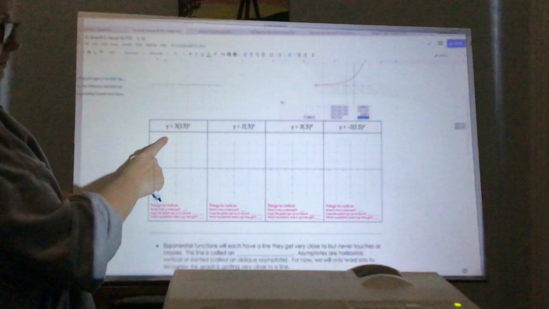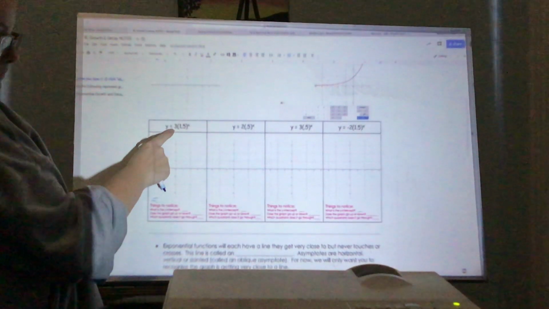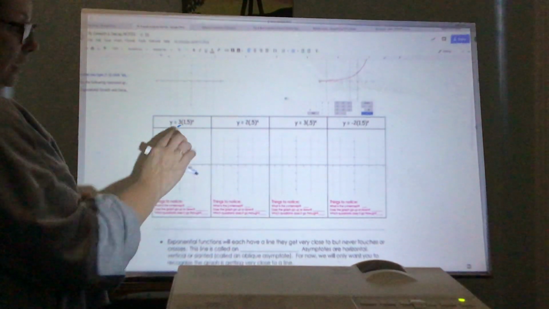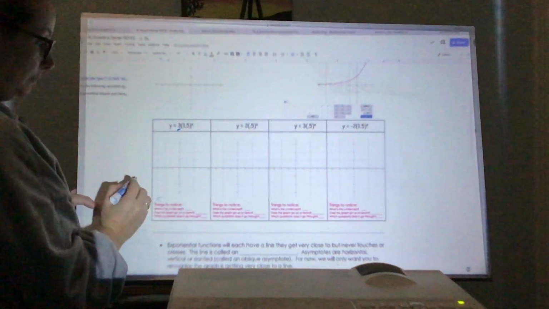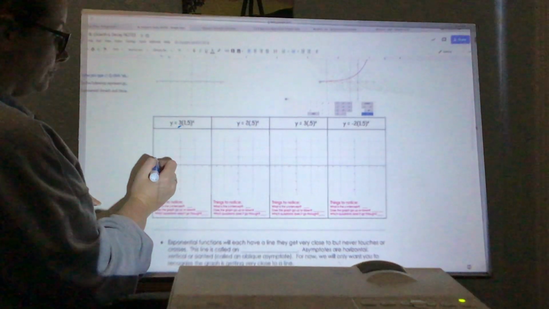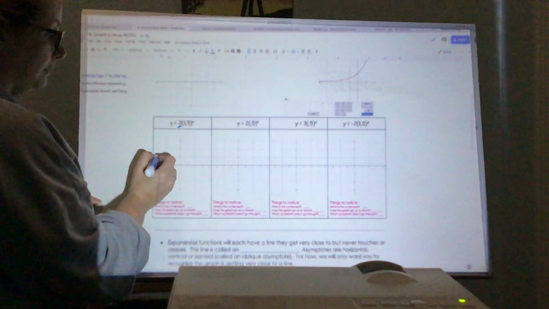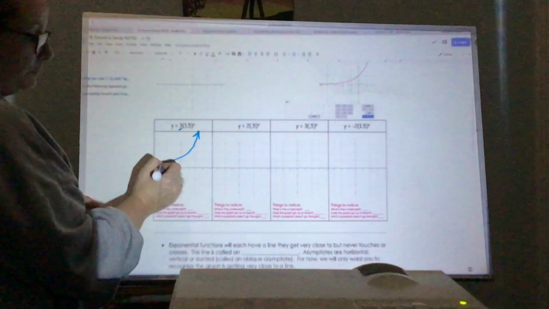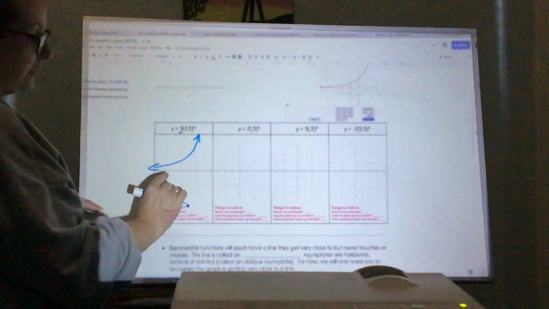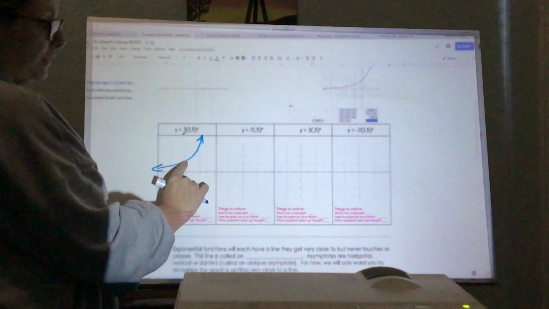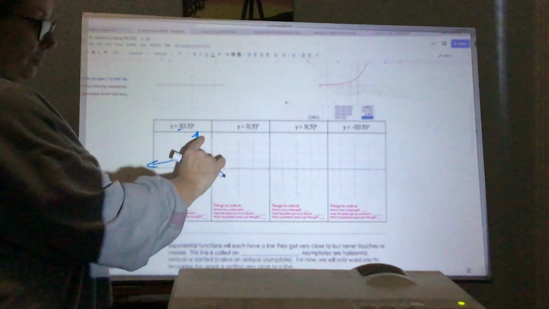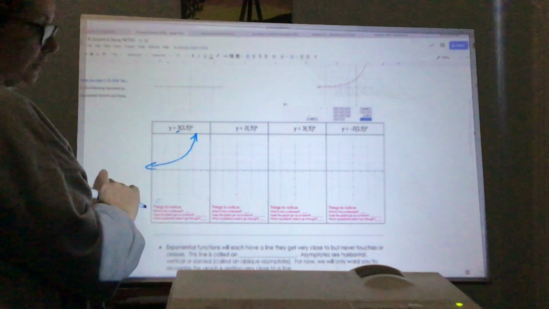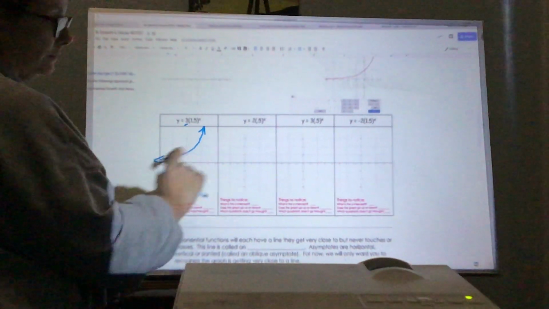For this one, you should have noticed that it crossed the y-axis at 3. That's our y-intercept right here. And then again, it went up from left to right. Don't go by mine, because it's just like being in the classroom, I have no grid marks that I can see. It should cross at 3, and then it goes up from left to right. And again, it doesn't touch the x-axis. It gets very close to it, but doesn't touch it.